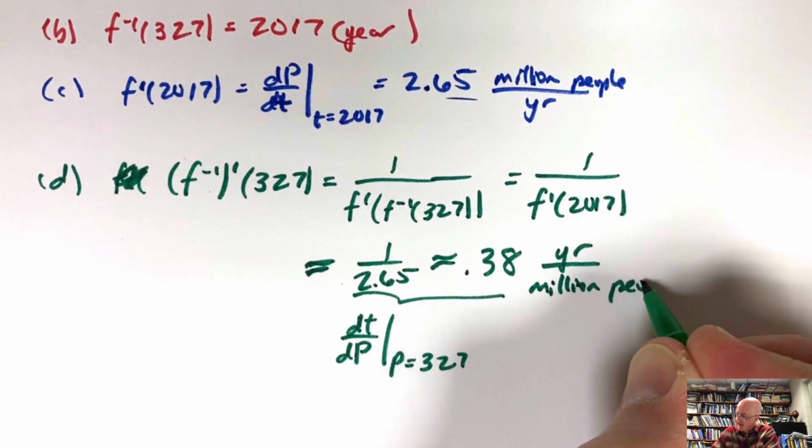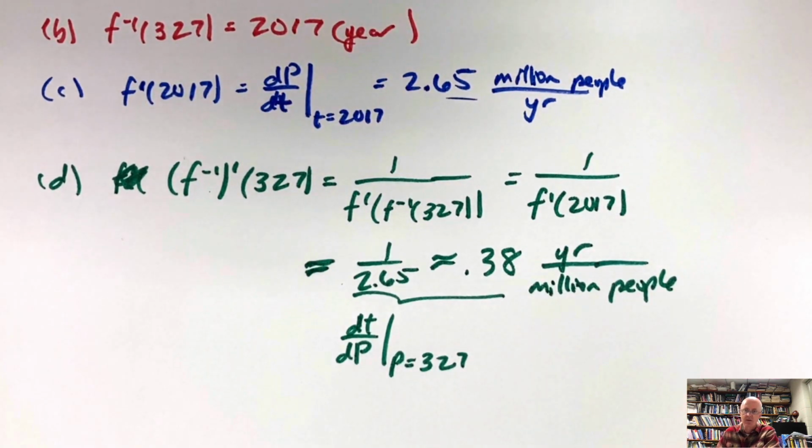How should you interpret that? Let me just describe that verbally. It's a rate of change of time with respect to population when the population is 327. How could population be an independent variable and time be a dependent variable? Isn't time the ultimate independent variable? Yeah, but mathematically speaking, it doesn't really matter. We still could reverse the roles.